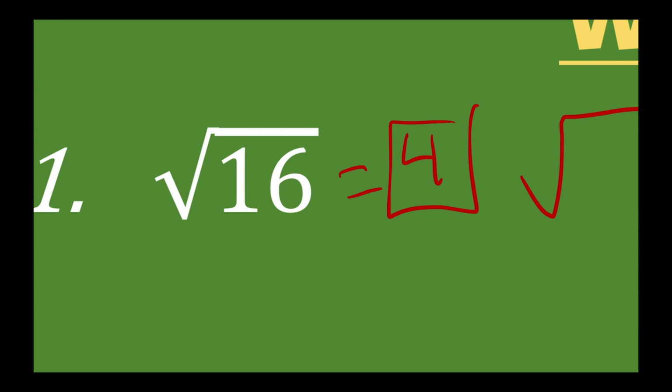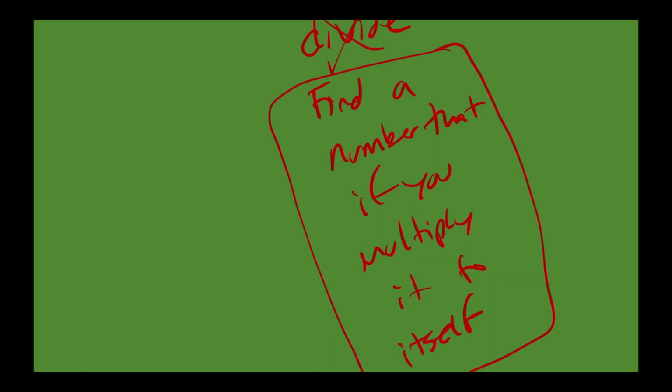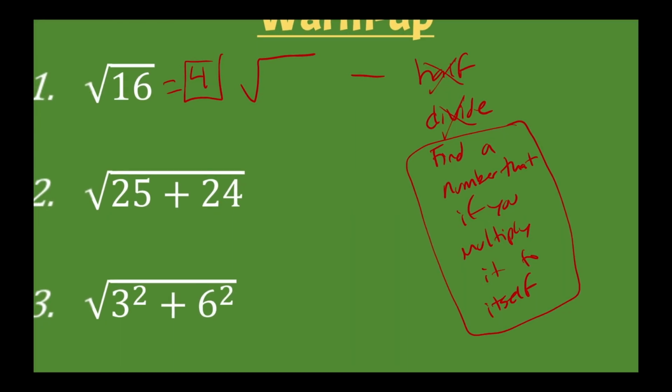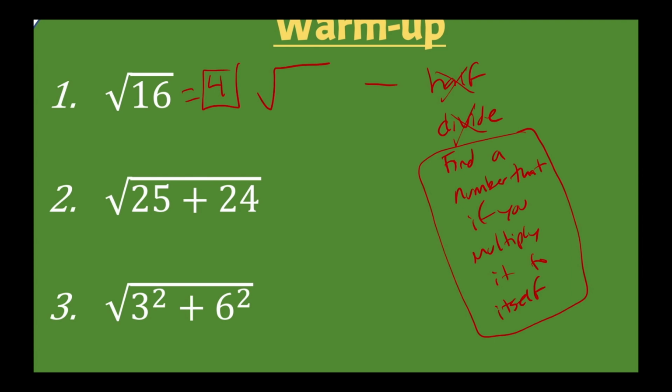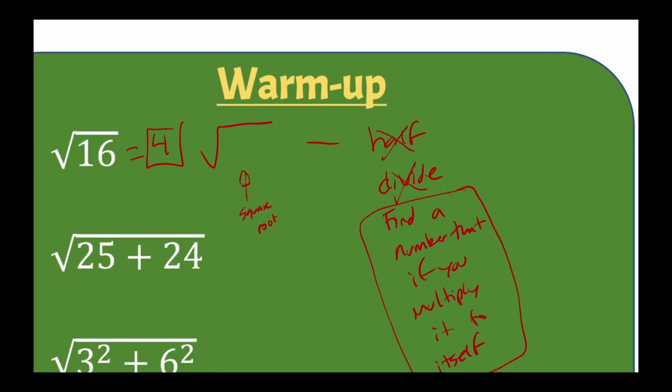Okay, but why do we call it a square root? This is a long way to say a definition, isn't it? So how do we say it a little nicer? Well, this is the square root symbol. Oops, let me write it better. Square root. And this is correct. You have to find a number that if you multiply it to itself, you get that number, because 4 squared is 16. But let's get a nicer way to say this.